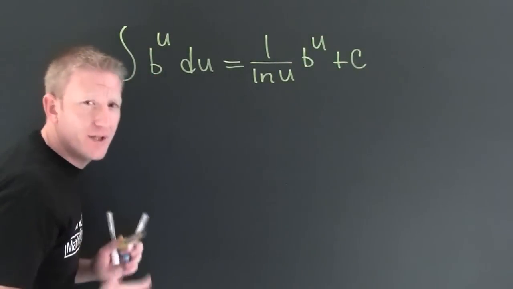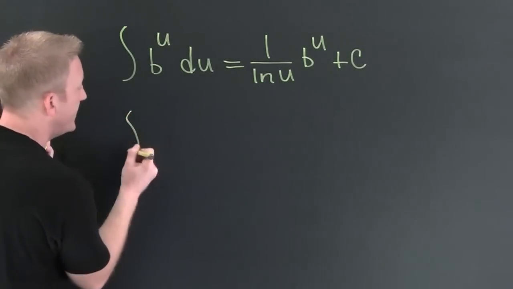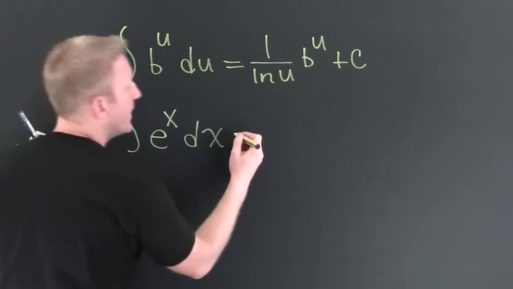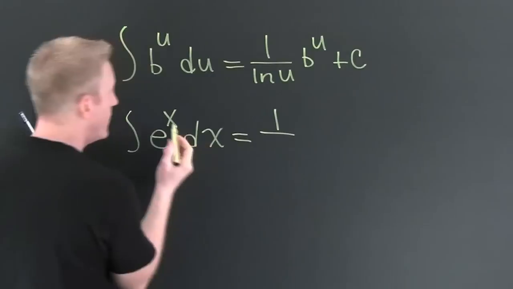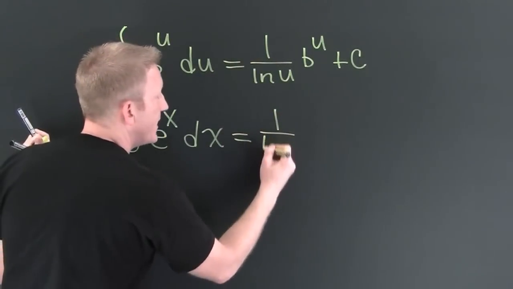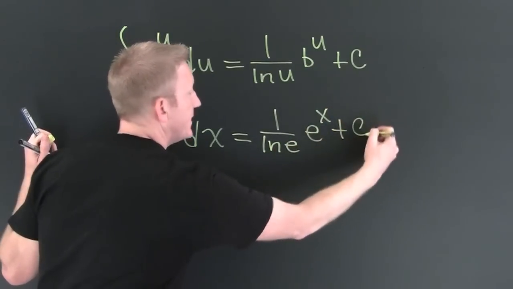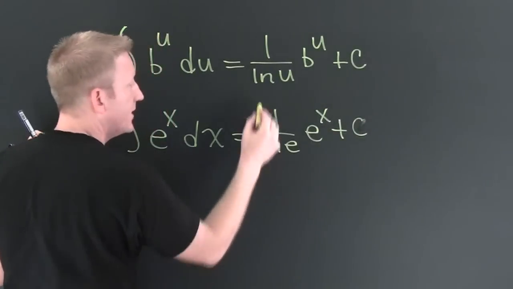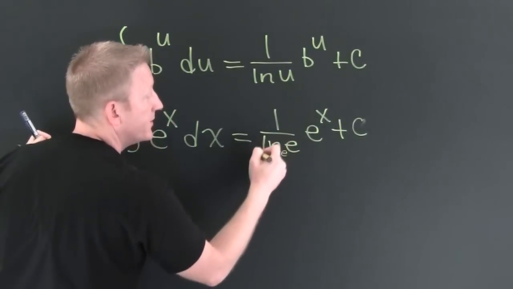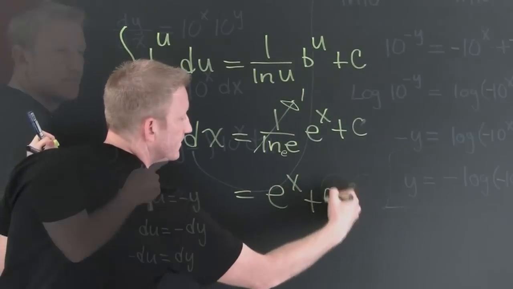Some of you are saying, then why when I integrate e to the x is it e to the x? Here's why. If I had the integral of e to the x dx, here's my u, so my du is dx. I don't need a constant multiple out front. It's going to be 1 over the natural log of e, times e to the x, plus c. But what is the natural log of e? This is base e, so it is 1. So you get e to the x plus c.